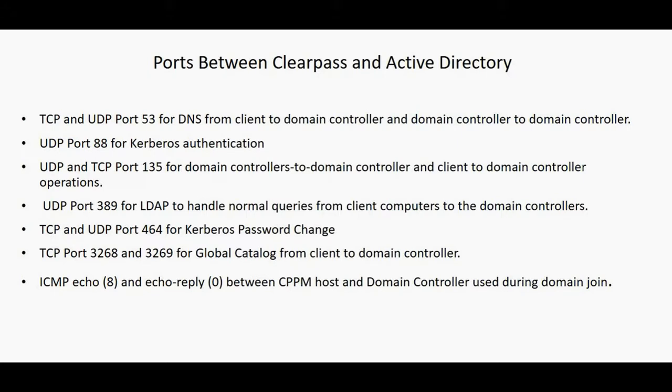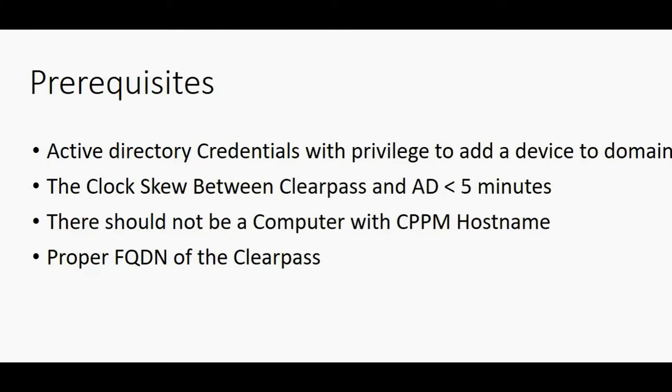Whenever you have a global catalog for the communication between the client and the domain controller, you'd need to allow TCP port numbers 3268 and 3269. You'd also need to allow ICMP, that is type 8, to check whether the domain controller is alive or not. So for joining ClearPass to the domain, we need to have the following things on hand.